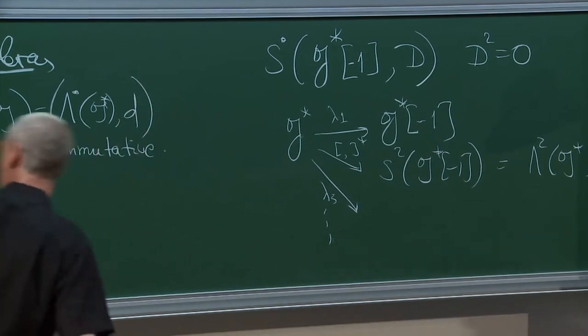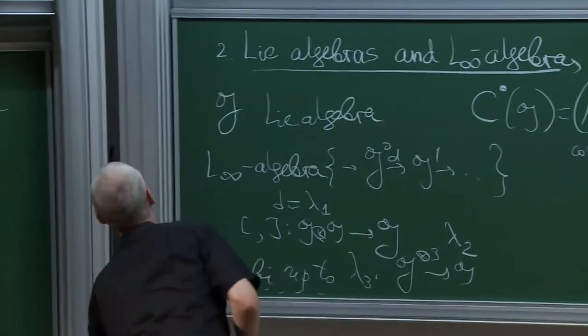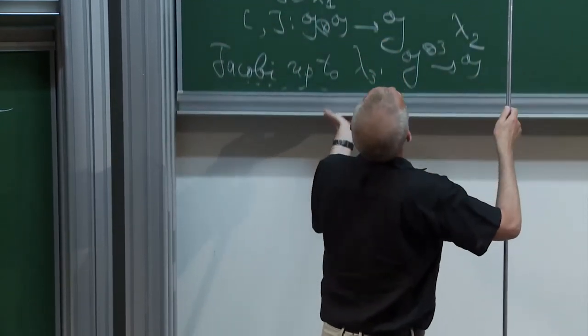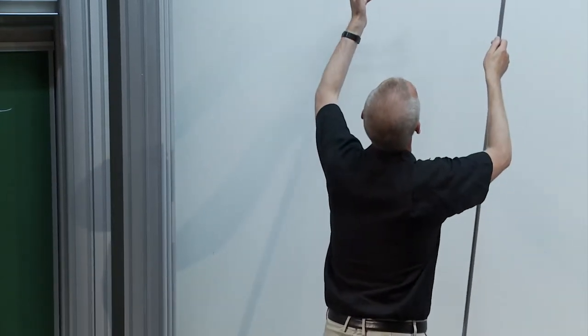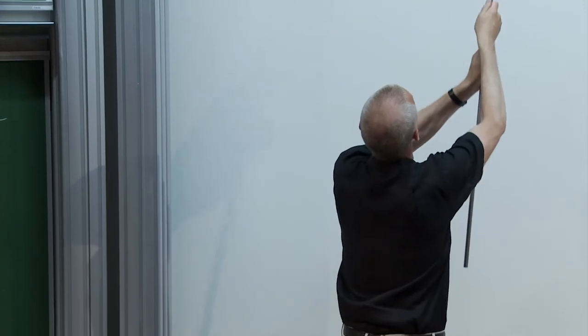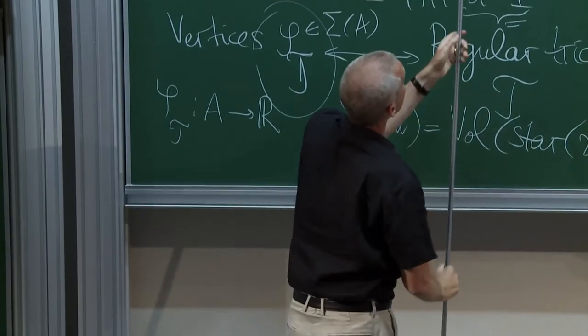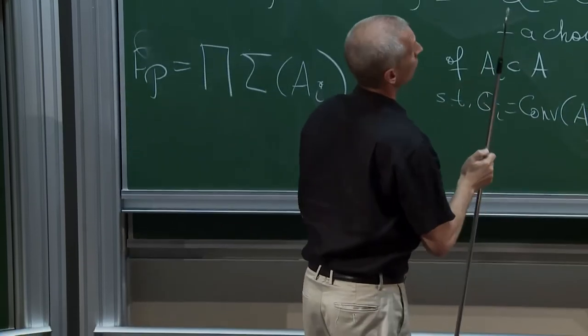Okay, so now if I do a permutation, so this goes up, and the two of those go down. So this is a permutation.